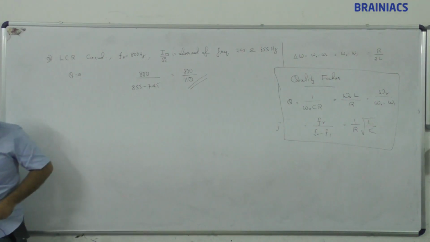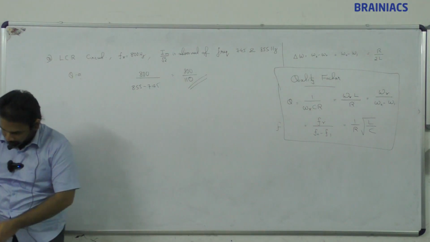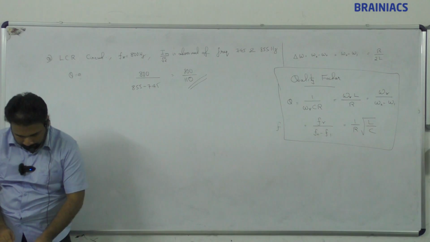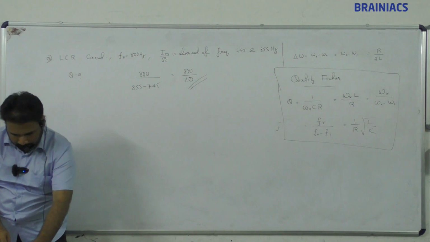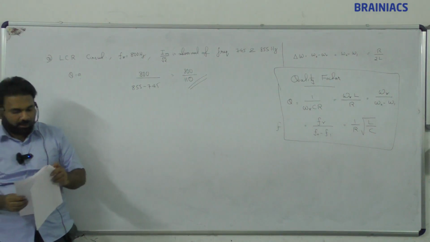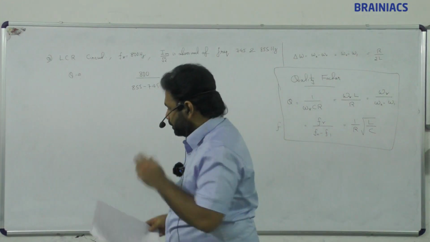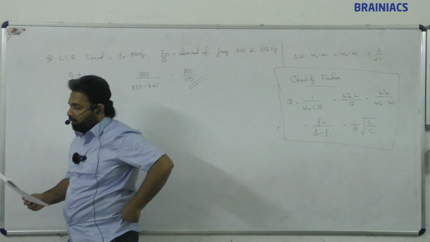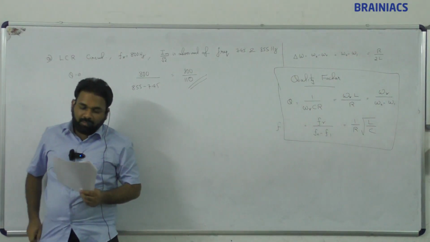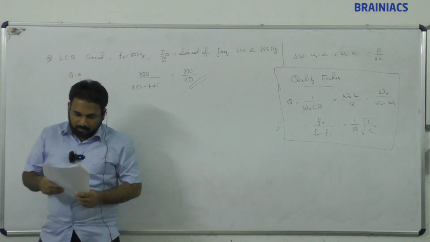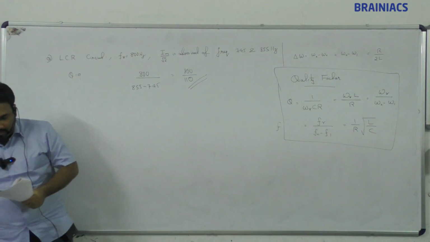Okay, then we will do some more questions from that handout. Completed till question number 8. Now question number 9. What will be the readings in the voltmeter and ammeter of the circuit?